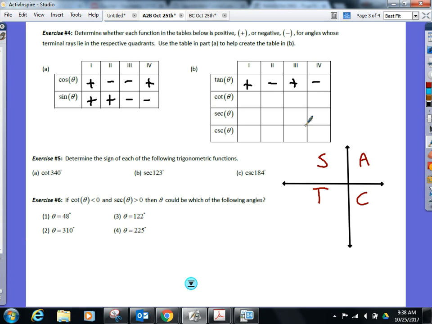Before we talk about where these new ones are positive and negative. Okay, well, first of all, what do you know the A stands for? All. Everything is positive in the first, meaning everything, including the new 3 we just talked about, right? Everything is always positive in the first quadrant. So let's get a little bit more detailed now. What did the S mean again? Sine is positive in the second.